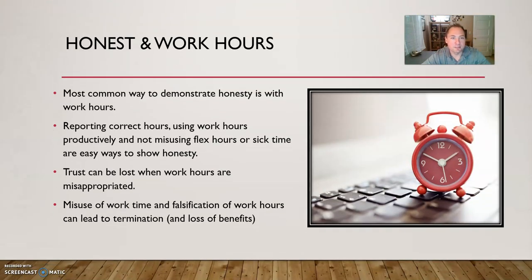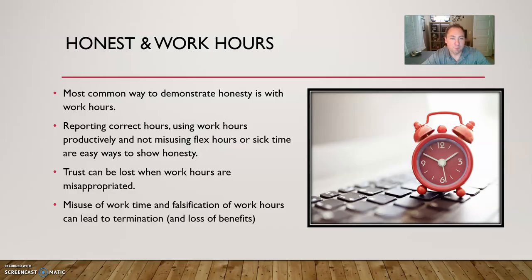All right, let's talk about honesty and work hours. The most common way to demonstrate honesty is with your work hours. You need to report your correct hours, use your work hours productively, and not misuse your flex hours or sick time. Some people will show up a little bit late, but then put on their time card that they were there the whole time. Some people may show up to work and not work to their 100% capabilities to get the job done. Others that have the opportunity of flex time and can pick and choose their hours may say they worked when they really didn't.